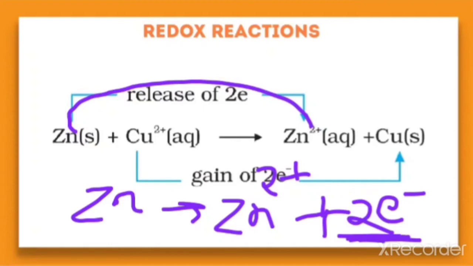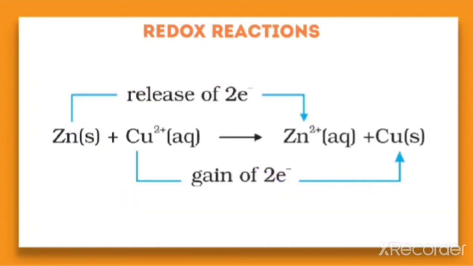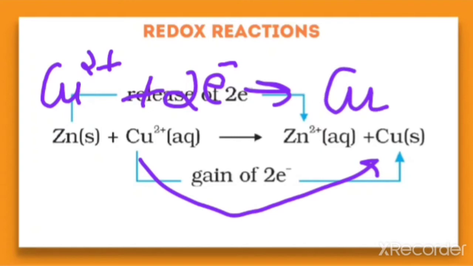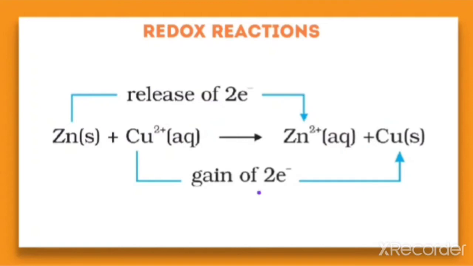If you write the reduction reaction, how do we write the reduction reaction? That is, the copper ion is converted into copper. So how do we write this reaction? That is, Cu2+ will gain the 2 electrons, that is plus 2 electrons, giving rise to copper. So that means when the electrons are written on the left hand side, that is on the reactant side, it means gain of electron. So this reaction is the reduction reaction. And both the oxidation and reduction reactions, when you make the sum of this, the 2 electrons get cancelled. So what will you be getting? You will be getting this equation, that is nothing but the redox reaction.